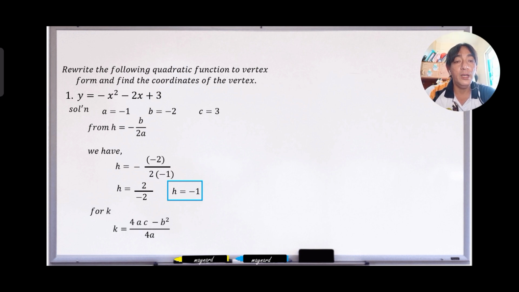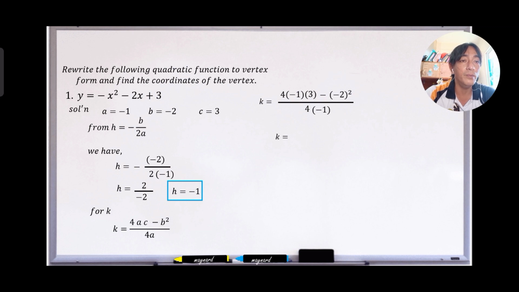Then, for k naman, k is equal to 4ac minus b squared all over 4a. Ganun pa rin, isa-substitute lang natin yung mga given. Daan-daanin natin. So, k is equal to 4 muna, times a, which is negative 1, times c, which is 3, minus b squared, yung negative 2. So, negative 2 squared. And then, we have now 4 times a, which is 4 times negative 1. Yun yung nasa denominator. Simplify natin muna yung nasa numerator.